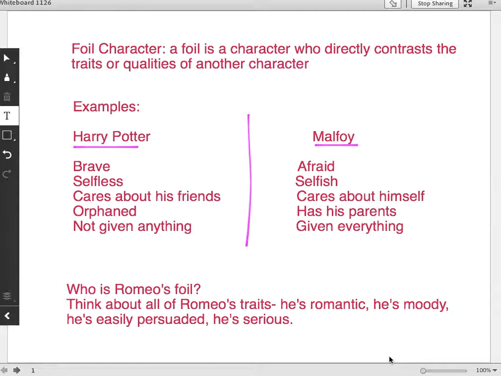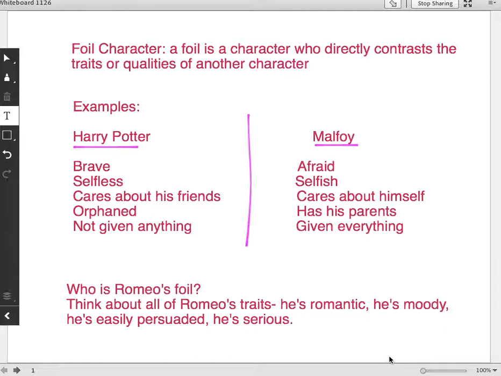Malfoy is also the antagonist in this story. The foil character does not have to be an antagonist. It just so happens that in this example, he is both. But in Harry Potter, Harry himself is brave. He's selfless. He cares about his friends primarily more than he does about himself. He's been orphaned, and he's not given anything growing up with his aunt and his uncle. He's not even given really all that much love. He doesn't have any money until he finds out he's a wizard.